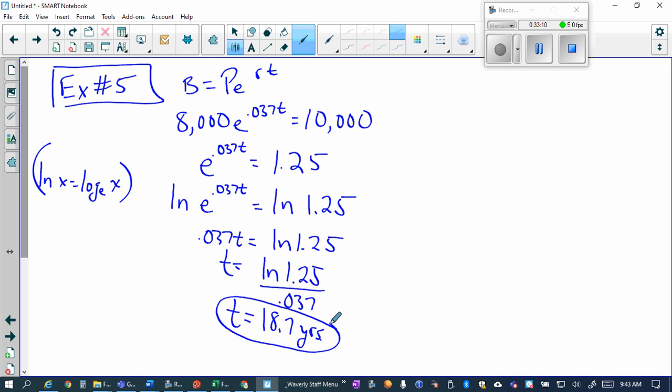Would this work with the other method? We just took the log base 10 of both sides. Would that also work? Yeah, right? We'd get to the same place if we took the log base 10 of both sides, wouldn't you think?